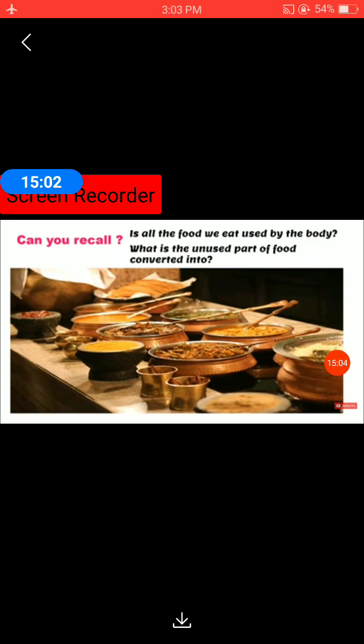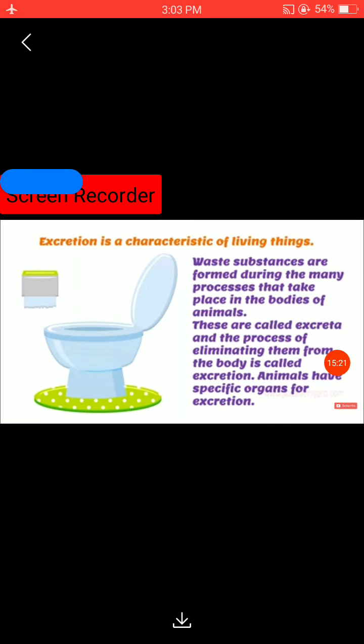Now can you recall, of all the food we eat used by the body, what is the unused part converted into? Whatever food we eat is used by the body, but the unwanted part of the food, what happens to it in our body? Have you imagined what happens? The waste substances, the unwanted part of the food, are formed during the many processes that take place in the bodies of animals. So these are called what? Excreta.